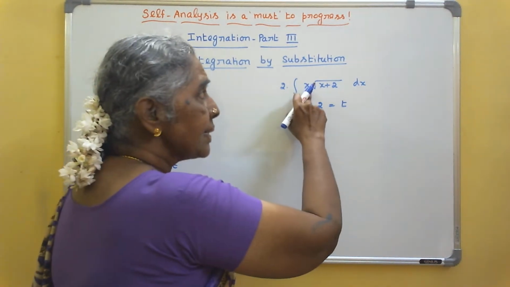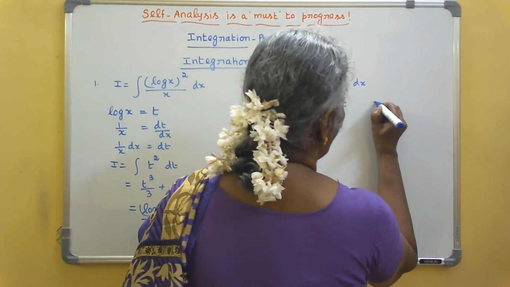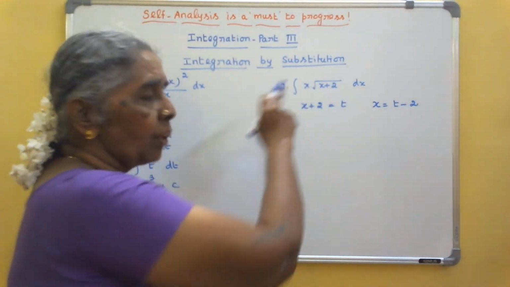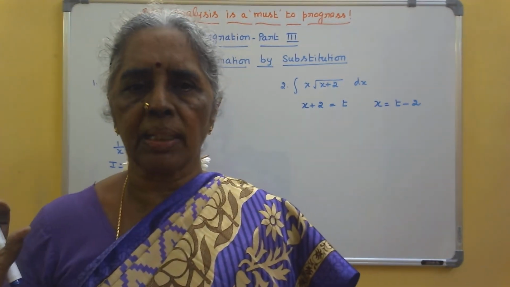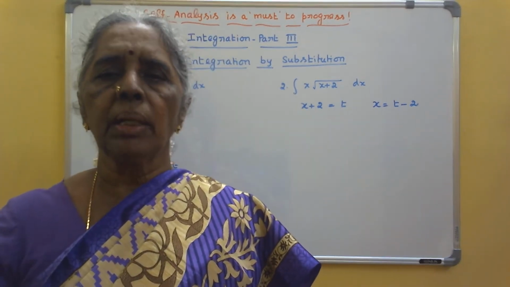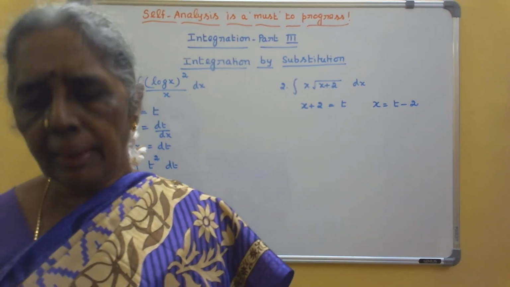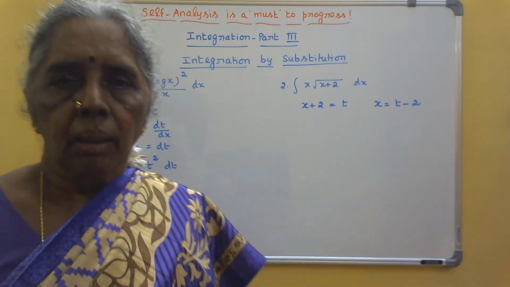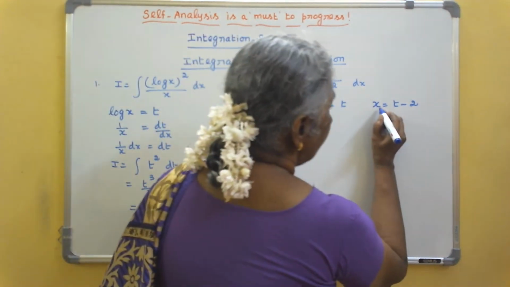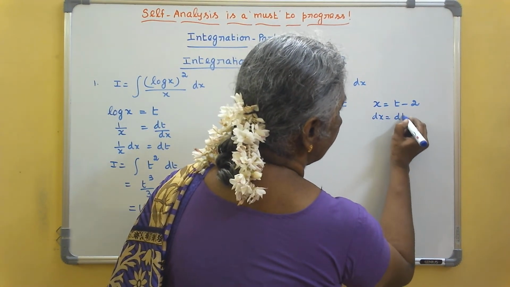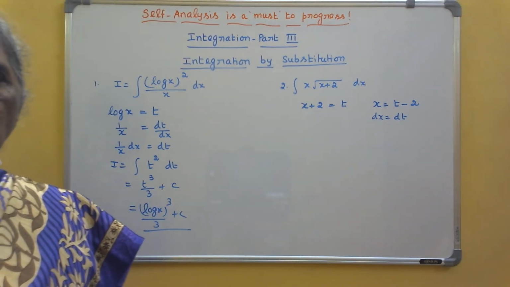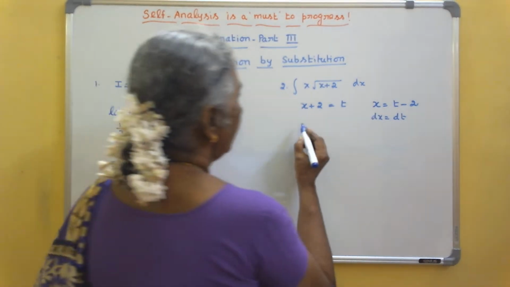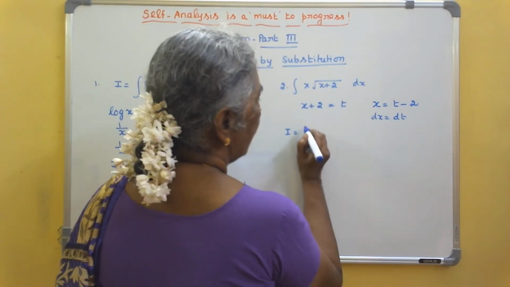Now, I have an x here. When x plus 2 is t, that implies x is equal to t minus 2. Okay? Because for each term, you cannot have half the terms in x and half the terms in t. You have to totally convert the sum in terms of t and dt. Okay? So, like that we have to see. So, now I will get, if I differentiate, dx is equal to dt, right? So, now you have got x plus 2 as t, x as t minus 2, and dx is equal to dt. So, now let us write our I will be equal to integral.